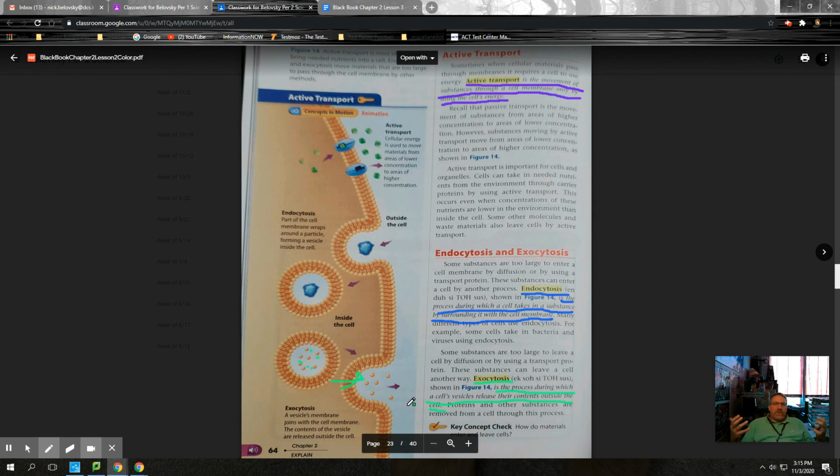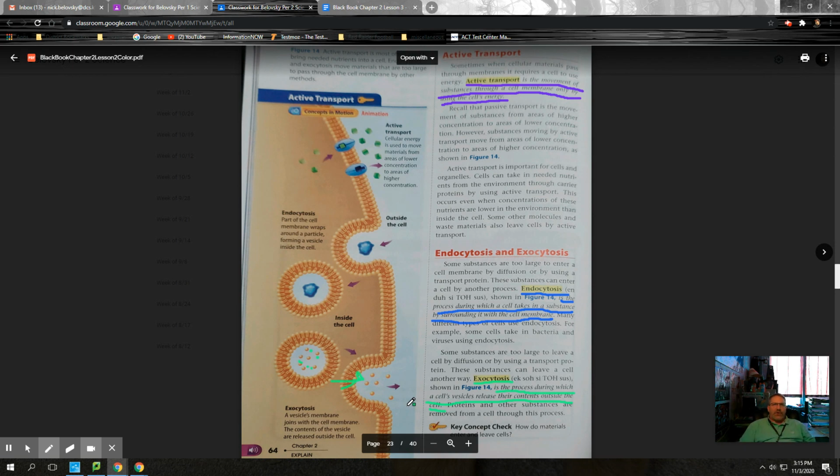Now, something that you should remember, whenever you hear something that is called endo, as in endocytosis, endo usually means to pull in or to bring in. Exo means to push away, to get rid of, to send out.